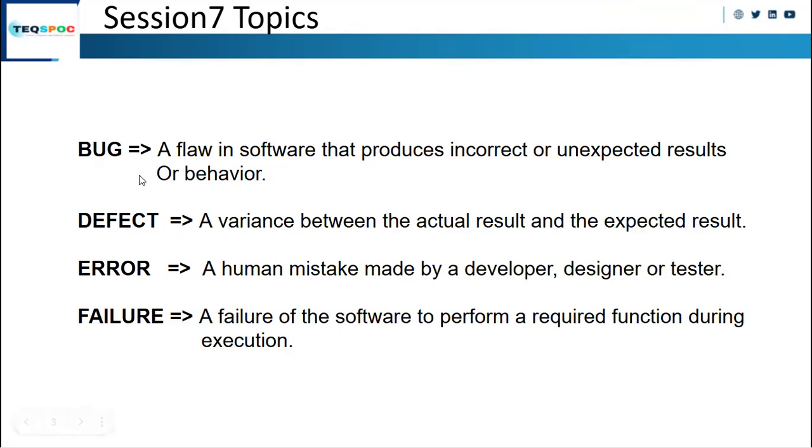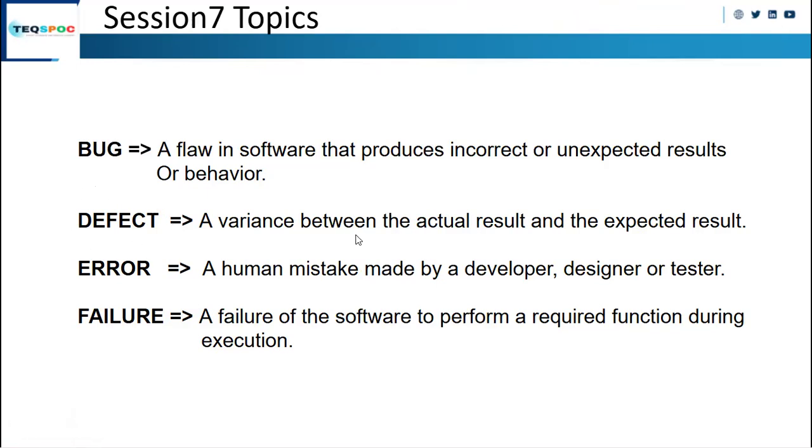First is bug. What is a bug? A bug is a flaw in software that produces incorrect or unexpected results. Basically, you want to search for a table on an e-commerce website, and after hitting enter the search result is not found. Then it is a bug, because you are expecting to see an image of a table, but it is not showing. That is a bug.